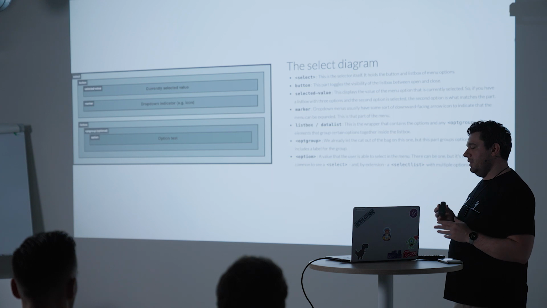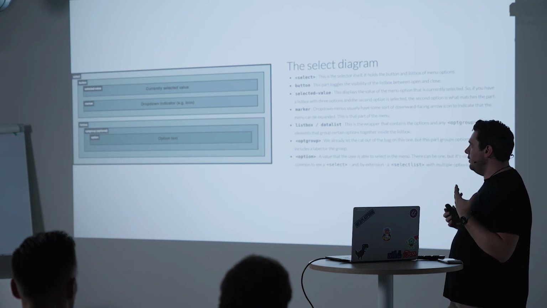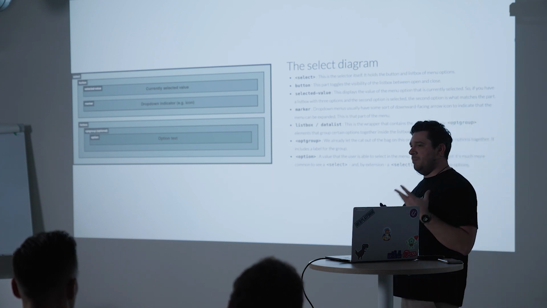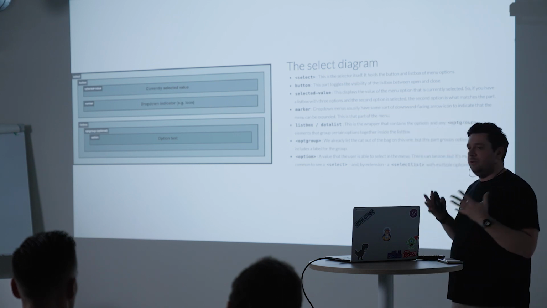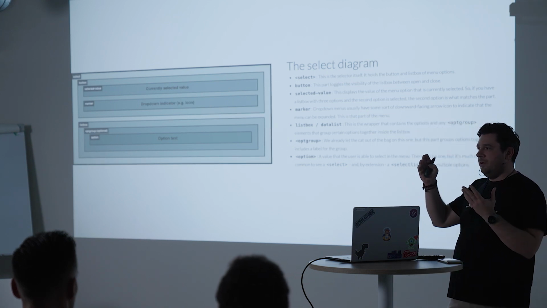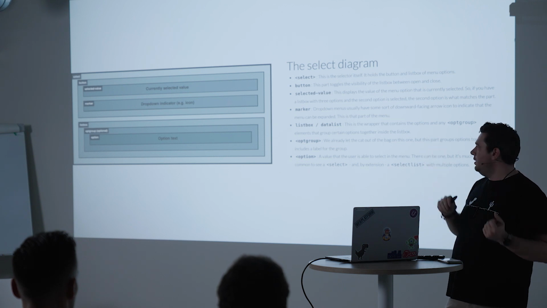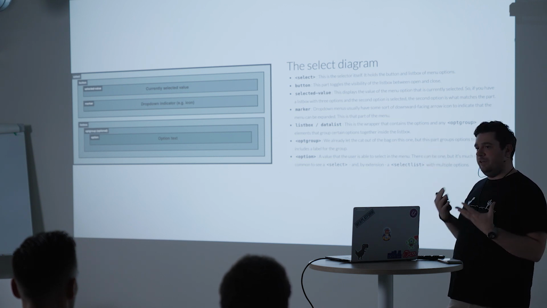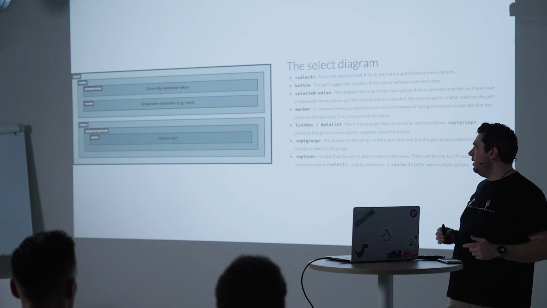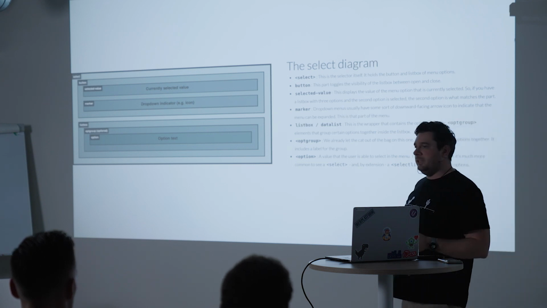Because this is how a select is built, and this is quite an important one to know. We have a select wrapper, and inside of that we have a button. A button can contain your selected value, right? And your little marker, that little arrow thingy you see. As a sibling to that, you have your list box, the nice little box in there with optional option groups and options inside of it.